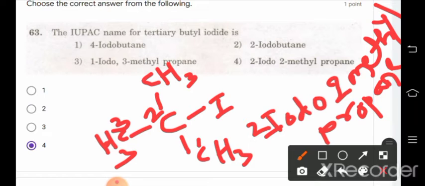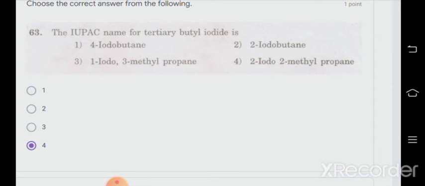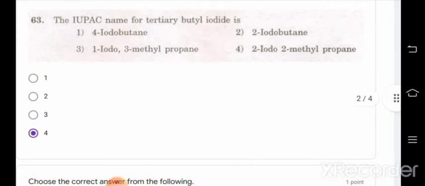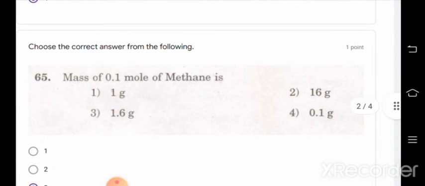In this type of question, first we have to write the structure of the given organic compound. Then we have to start the naming according to the IUPAC rules. So the answer is the fourth option, 2-iodo-2-methyl propane. In the examination, in every exam you will get one question on the IUPAC nomenclature of organic compounds.